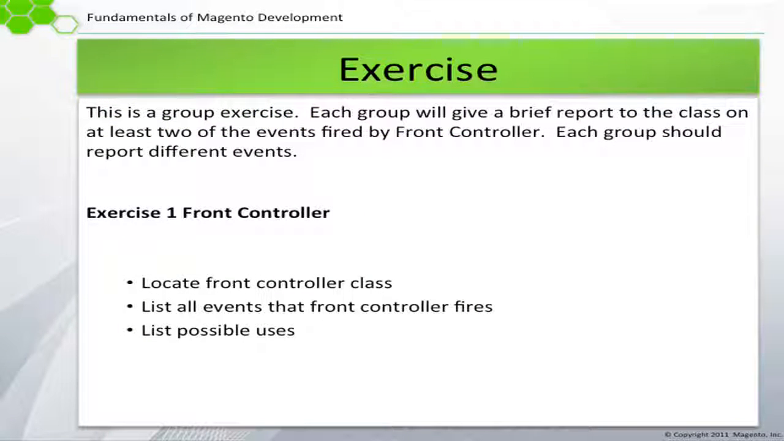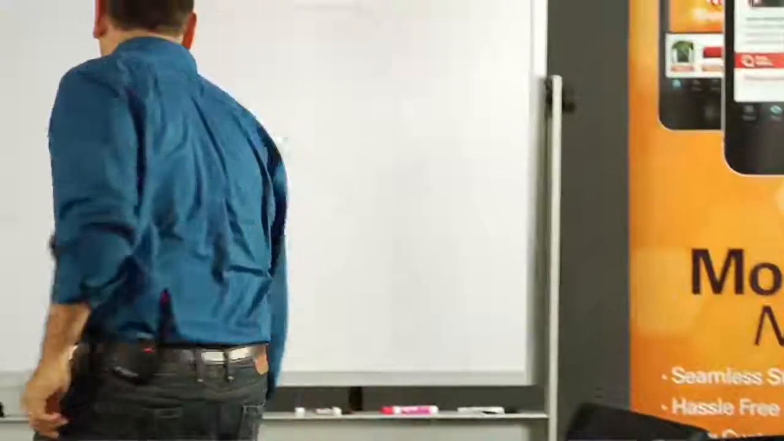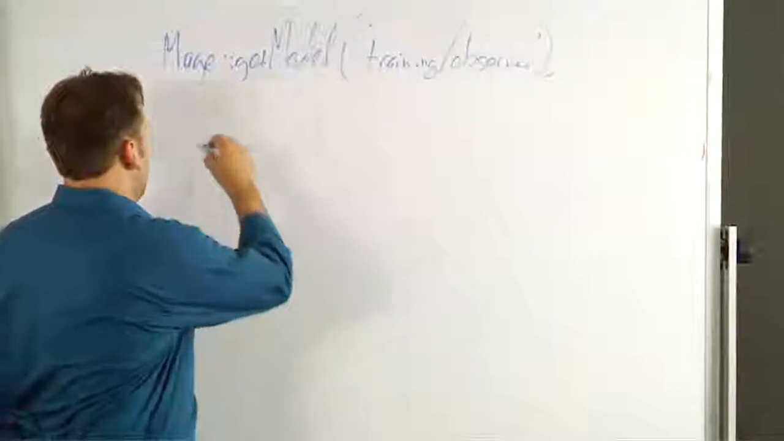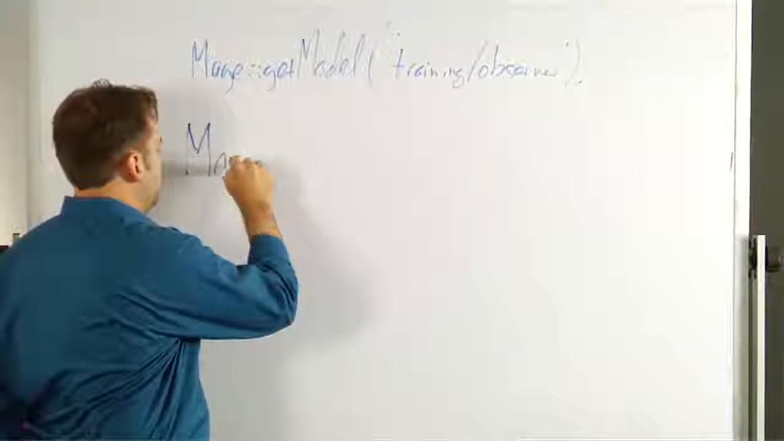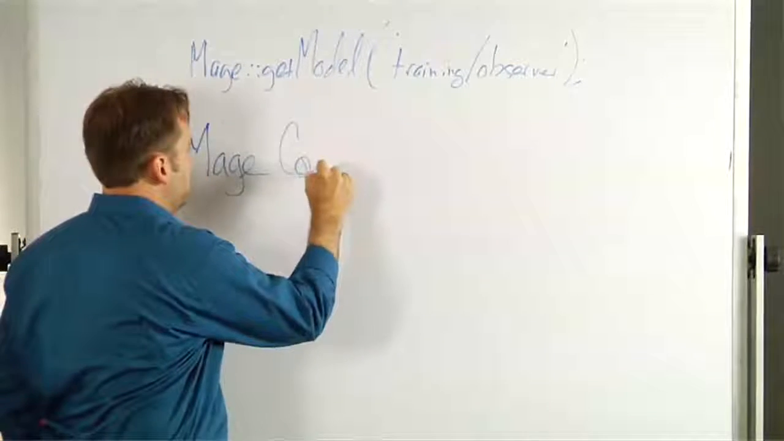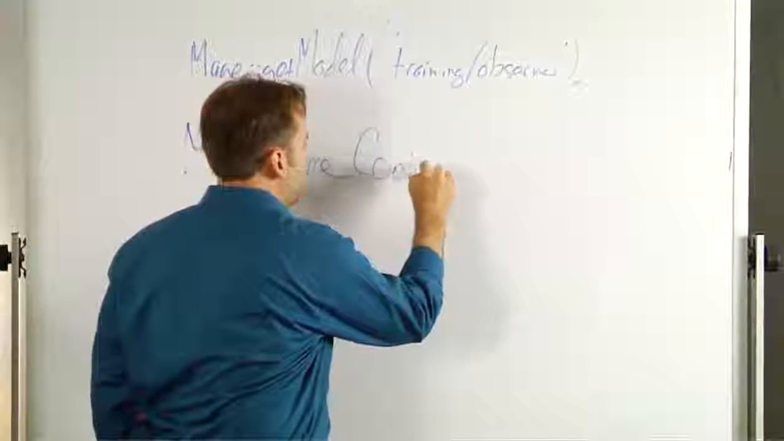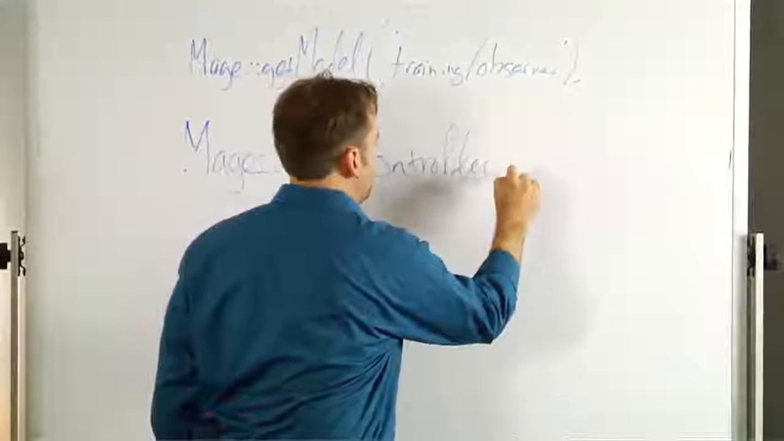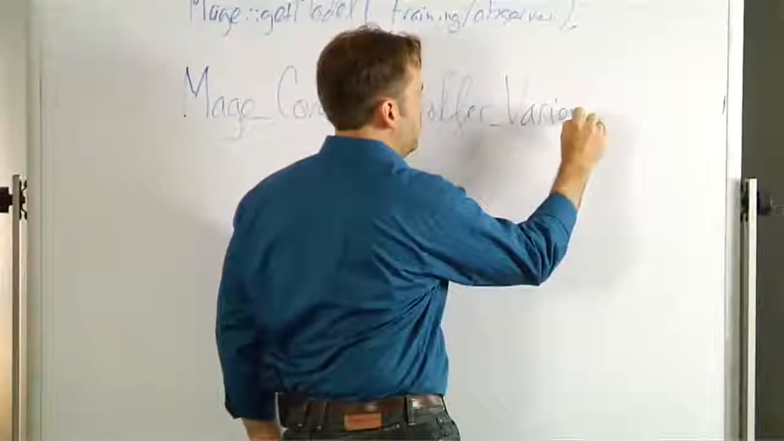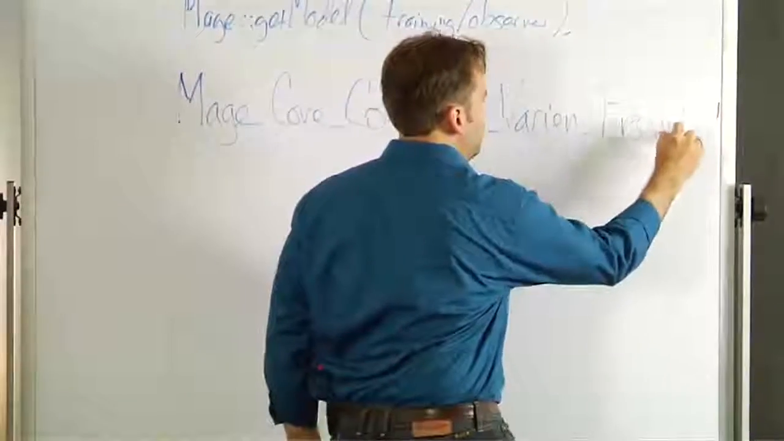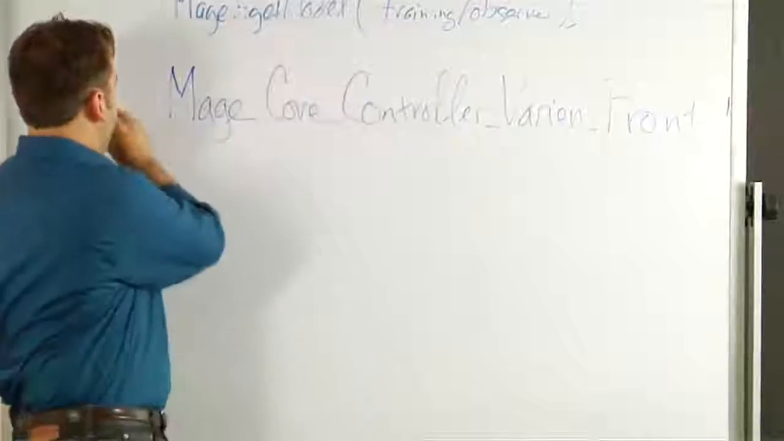Okay. So now an exercise: locate the front controller class, Mage_Core_Controller_Varien_Front. List all the events that the front controller fires. Let's see. Okay, so let's find this. So this class, I'll go ahead and write it up here. It should be in your book in a couple places, but this is a great place to look, again, if you want some more insight into the internals. Mage_Core_Controller_Varien_Front.